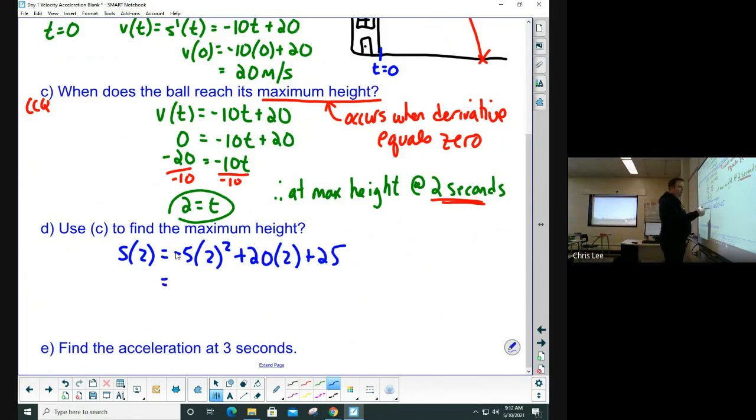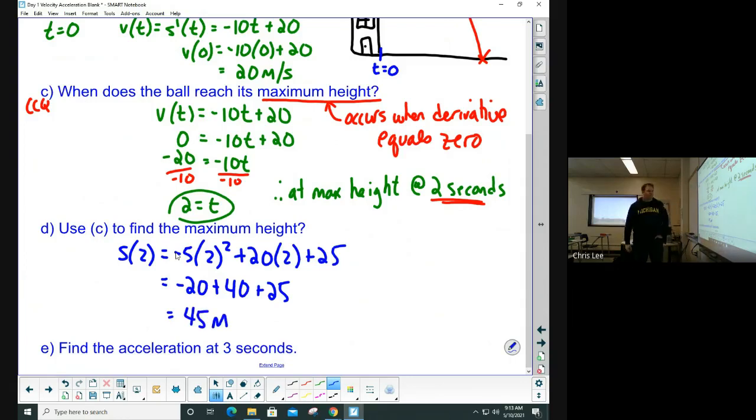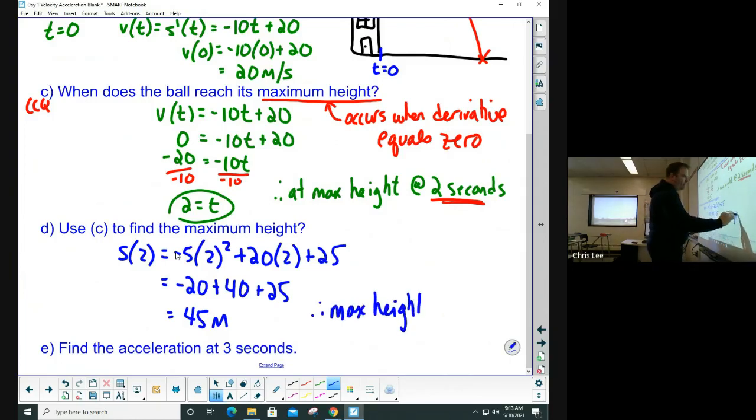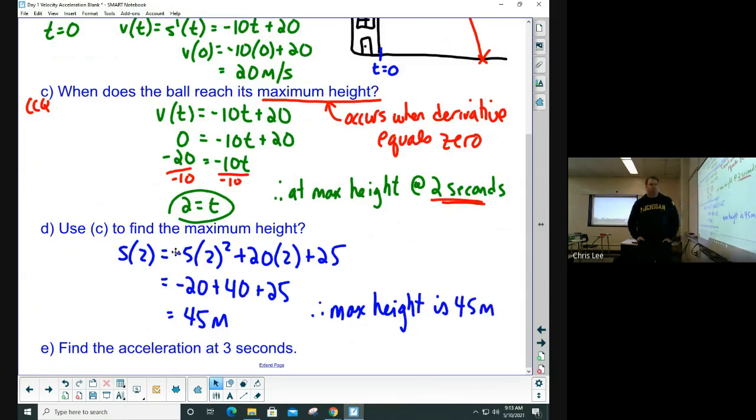All right, so that's going to be 2 squared is 4 times -5 is -20, plus 40, plus 25. So that's going to be 45 meters. So therefore, max height is 45 meters. So again, getting comfortable going back and forth between the different functions, knowing what each one tells you and what you want.